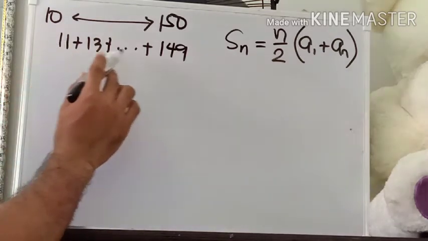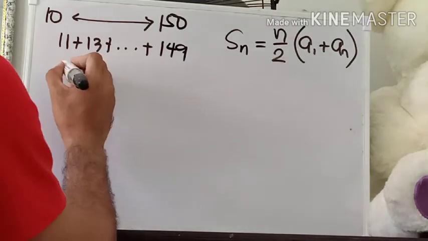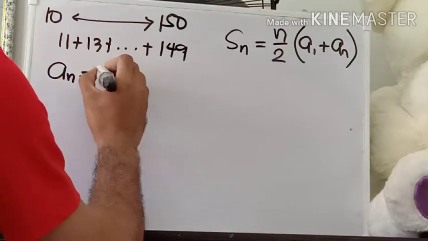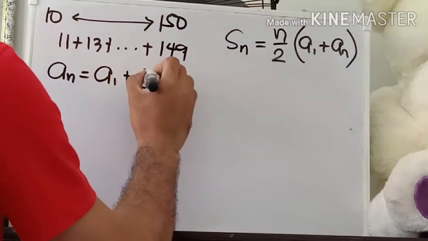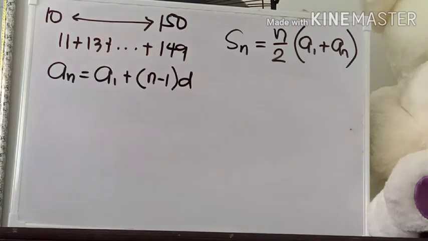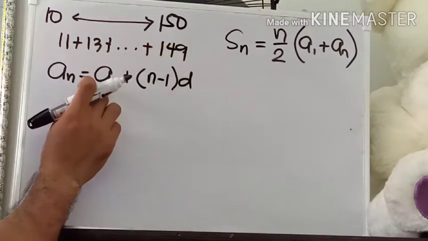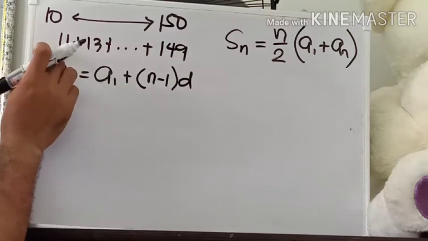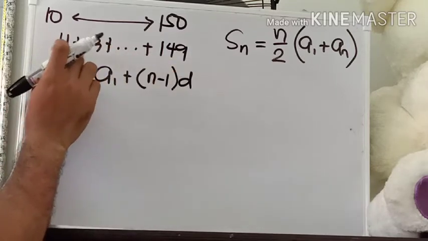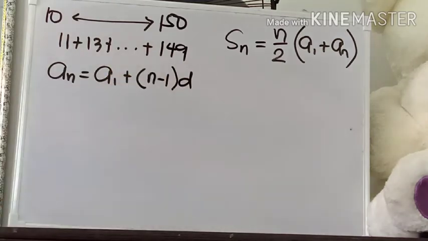Since this forms an arithmetic sequence, we will use the formula for the arithmetic sequence: a sub n is equal to a sub 1 plus the quantity of n minus 1 times the common difference. We will plug in our last term as 149, our first term, which is 11, then the common difference, obviously, which is 2, and solve for n, since we will be coming up with a linear equation in one variable where n is our unknown.